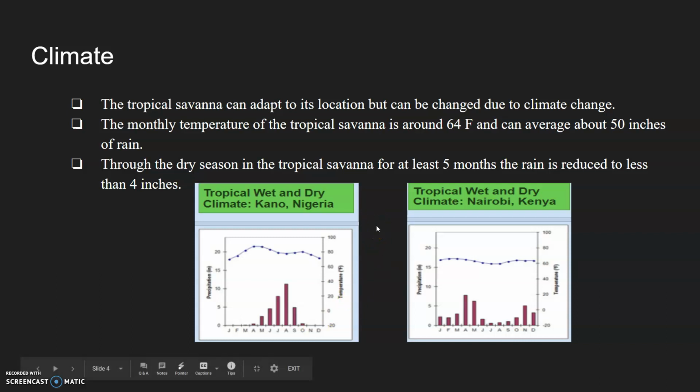But here's now the different location of the wet and dry climate, which is Nairobi, Kenya. You can see that it does not reach as high as in Kano, Nigeria in August, but it does have an average amount of rain, so precipitation and temperature, throughout the whole year. Even though it is a little less from July to September, they still receive some, and it's just like the different locations that may depend on the survival rate of animals near the area.